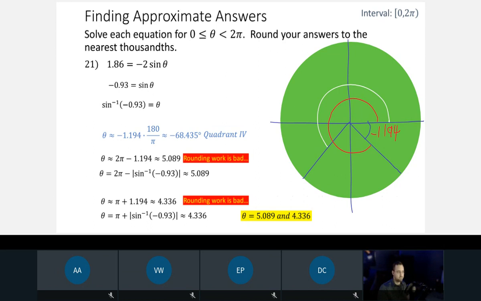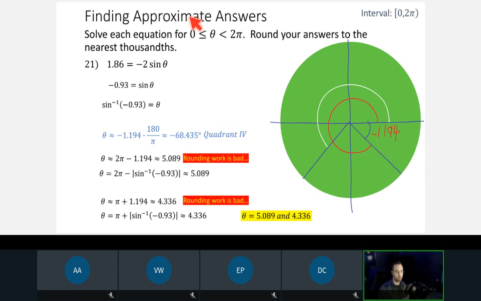So the answers we get for the angle would be 5.089 radians and 4.336 radians. To check your answer, you would plug those values into theta here. So I would have -2 times the sine, and then you would type these in, hit enter. Again, make sure you're in radians. When you hit enter, you should get approximately 1.86. It's going to be an ongoing decimal, but it's going to be very close to 1.86.